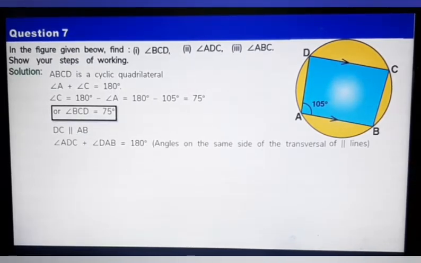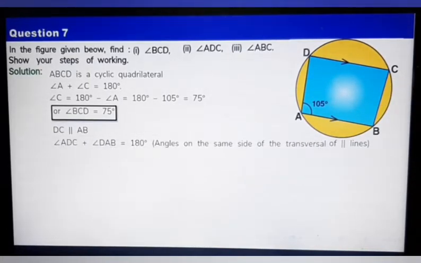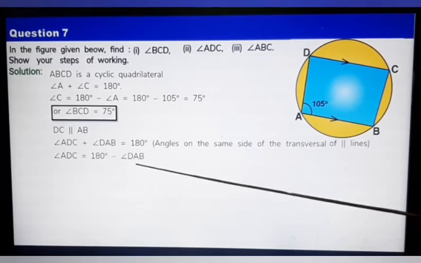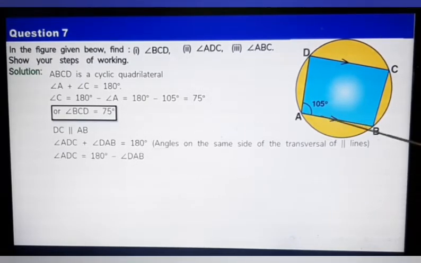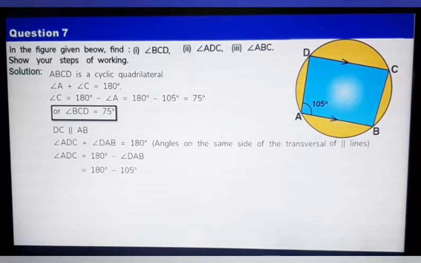Now we need to find the value of ADC. So let me keep ADC on one side. We have 180 minus DAB, and DAB is 105. So let me put DAB equal to 105. So 180 minus 105 is again 75 degrees. So the value for this is also turning out to be 75 degrees.